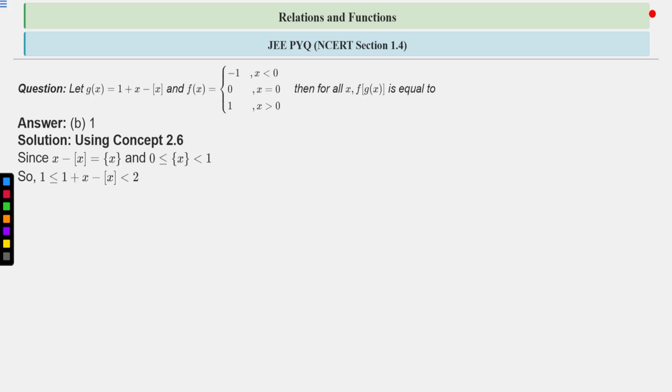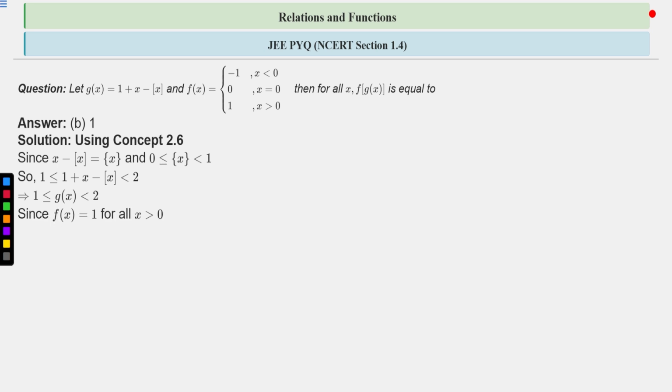So 1 plus the fractional part of x will be from 1 to 2, right? And 1 plus x minus the greatest integer function of x will be between 1 and 2. So g(x) will be between 1 and 2.